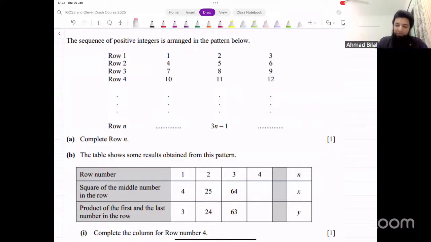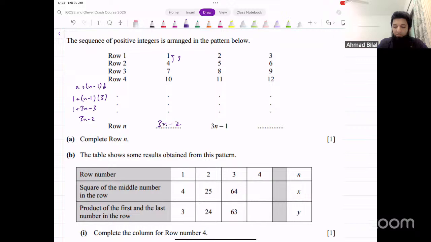Now, what type of sequences are these? These are both linear sequences. 1, 4, 7, 10, right? The differences are all threes. It's a linear sequence. We can write down the nth term using our nth term formula: a plus n minus 1 times d. What's the first term? It's 1. Difference, 4 minus 1, that's 3. Simplify this: 1 plus 3n minus 3, that is 3n minus 2. This would be 3n minus 2.